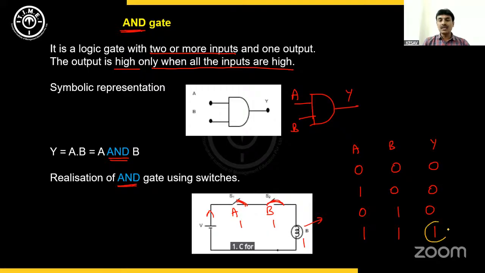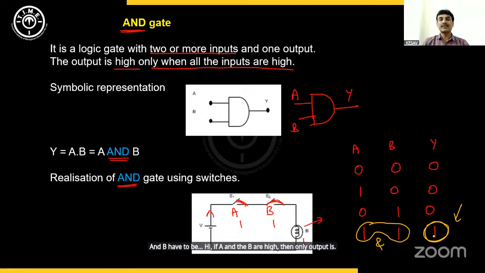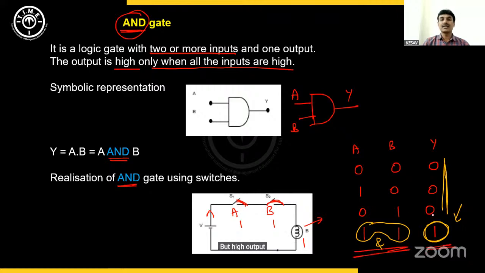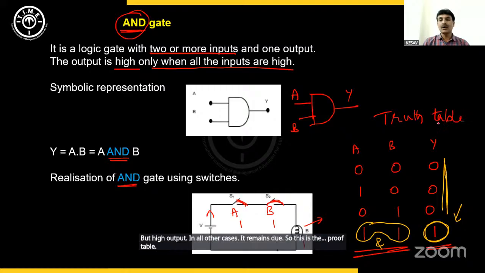See, for high output, that is 1, both A and B have to be high. If A and B are high, then only output is high. Otherwise, in all other cases, it will remain low. Understood? What is AND gate? AND relation. When A and B are high, the output becomes high. When it comes to the previous gate, when A or B is high, or when both A and B are high, the output will become high. But for AND gate, both need to be high for high output. In all other cases, it remains 0. So this is the truth table of AND gate.